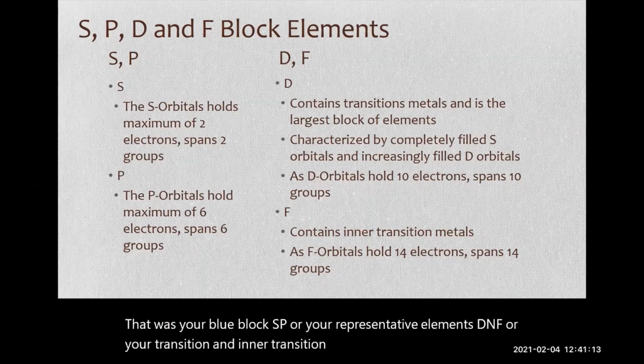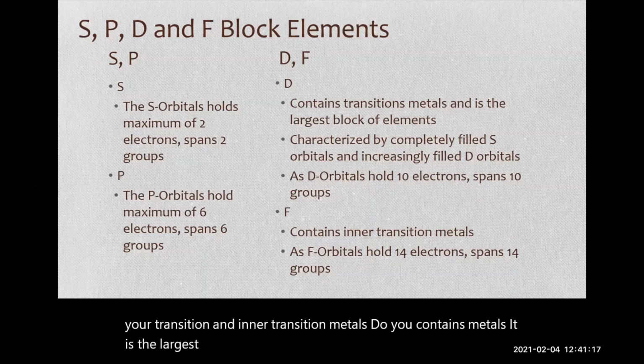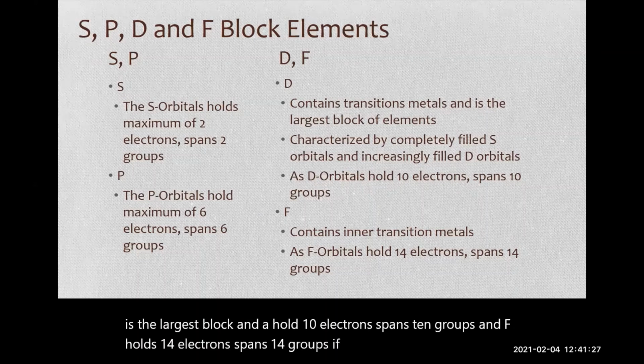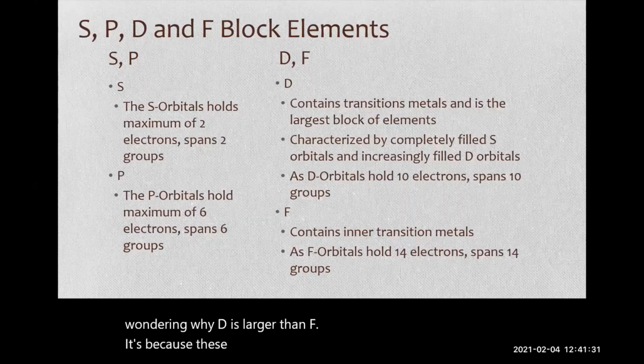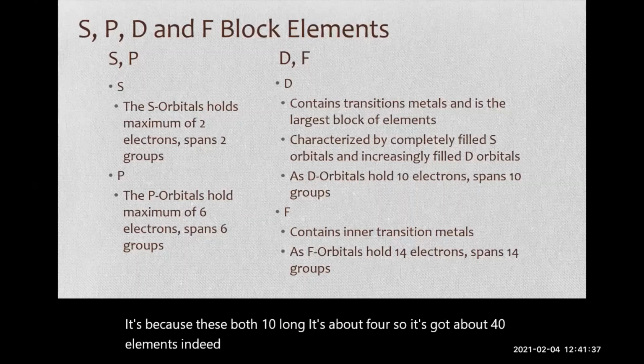D contains metals. It is the largest block and it holds 10 electrons, spans 10 groups. And F holds 14 electrons, spans 14 groups. If you're wondering why D is larger than F, it's because D is 10 long and it's about 4 periods. So it's got about 40 elements in D, where there's only about 28 total elements in F.